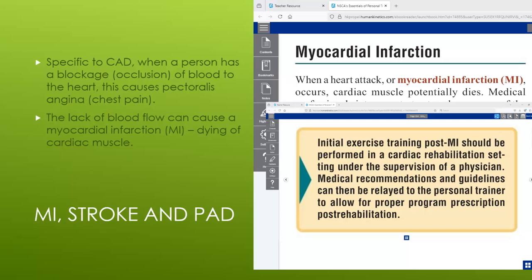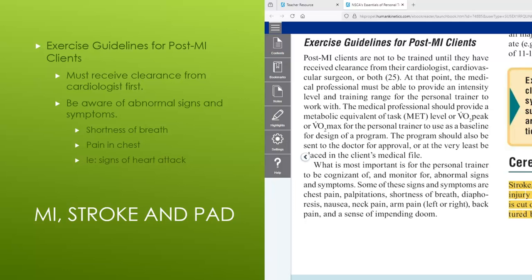Now, on the other side of that equation, if you have a client who comes in and they're describing chest pain, angina, some symptoms that are correlated to possible heart attack, then you don't want to train that person, right? You want to send them off to the doctor right away. So there's another side to this equation that we have to talk about.